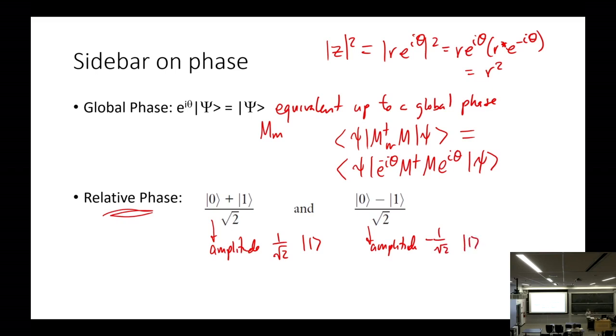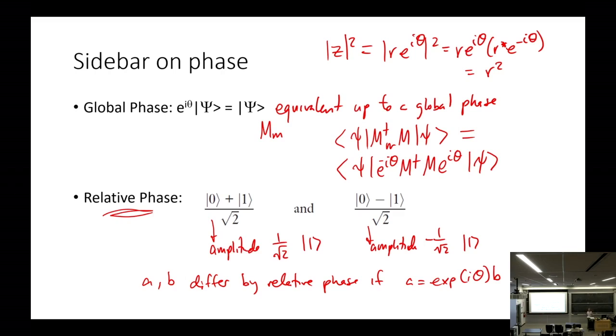So we say that the two amplitudes differ by some relative phase. Their magnitudes are the same. They're both 1 over square root of 2. But their phase is different. So we say in general that two amplitudes, A and B, differ by a relative phase if A is equal to e to the i theta times B.